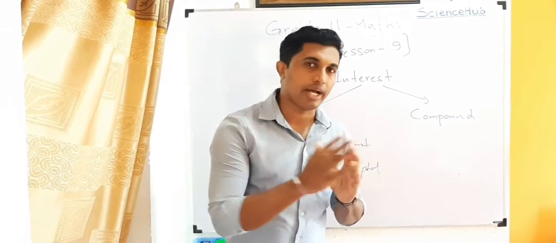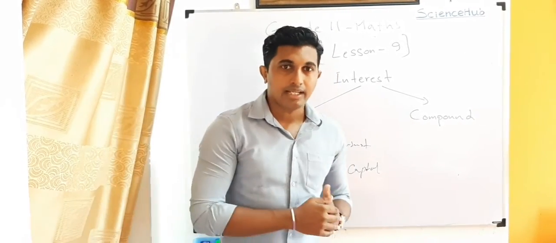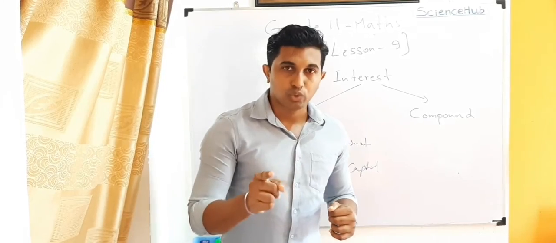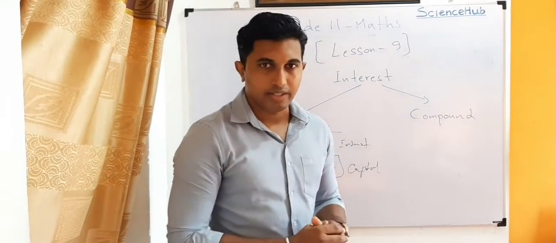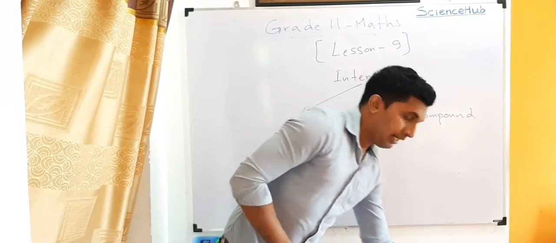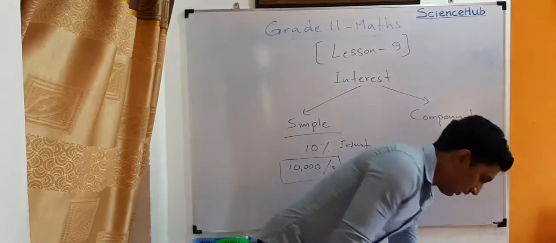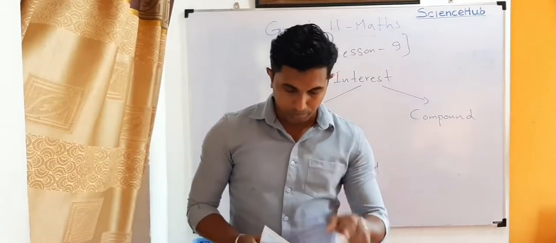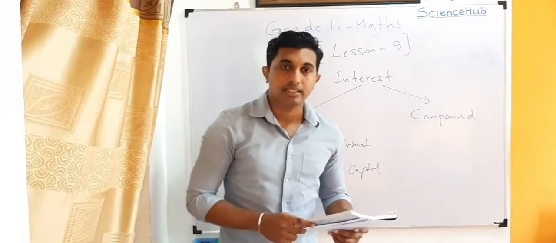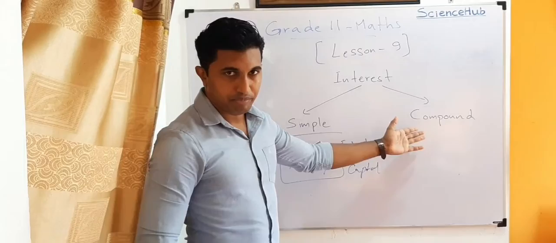In my previous video, I discussed simple interest. And this part, 9.2, is compound interest. If it is convenient for you, let's take your books. Page number 7 of the part 2 maths book, compound interest. Now we are going to talk about compound interest.